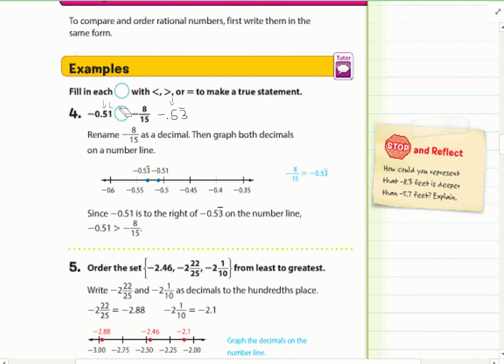So since these are negative numbers, negative 51 hundredths is going to be larger than negative 53 hundredths. So this is going to end up being greater than. The other option is to put it on the graph, and negative 51 hundredths is closer to 0, because I know 0 is going to be on this side, and that's the other way.